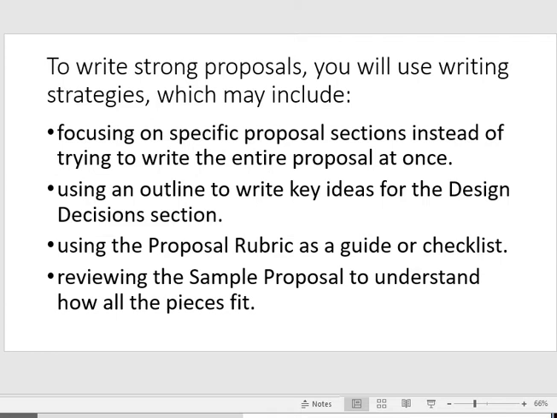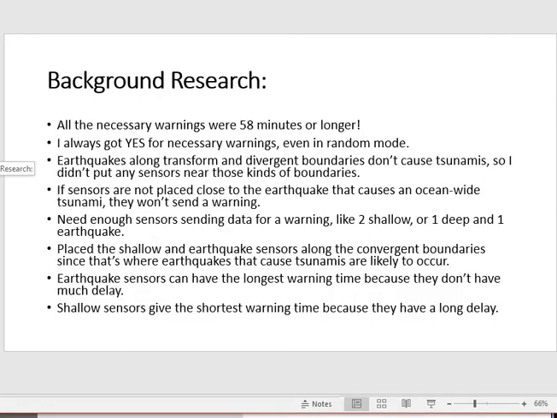And remember that as you're writing your proposal, here's a couple of last-minute pieces of information that might be helpful. Focus on your proposal sections one at a time, and then use the outline to kind of have some key ideas for design decisions. I have a rubric that is posted on the Schoology page that you can take a look at. It's also on your future workspace.